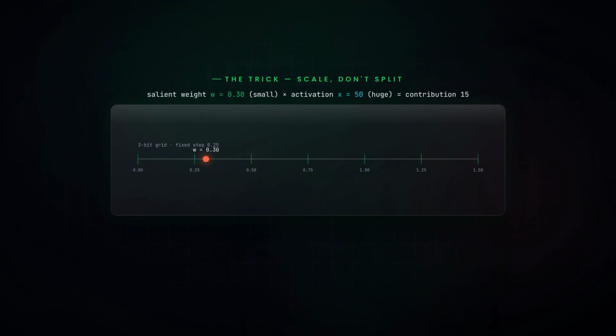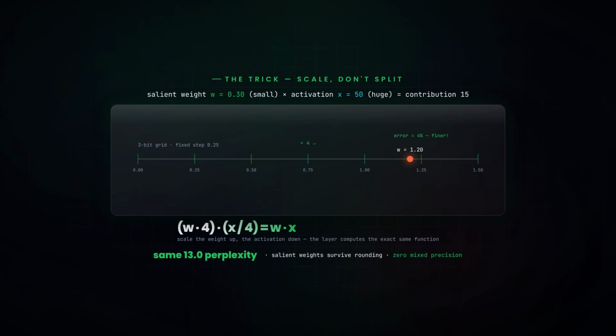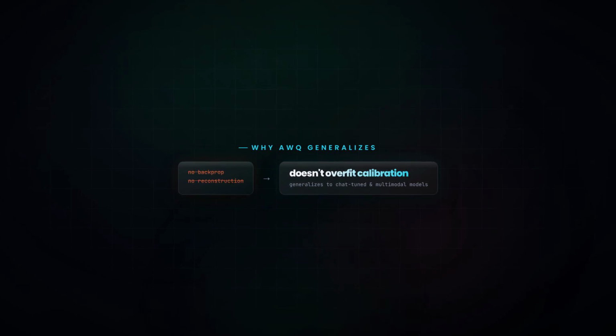So AWQ does something elegant. Scale the salient channels up before quantizing, and scale the activations down by the same factor. Mathematically, it cancels. The layer computes the same function. But the important weights now occupy more of the quantization grid, so they survive rounding. Same 13.0 perplexity, 0 mixed precision, and no backprop or reconstruction anywhere, so it doesn't overfit its calibration data, which is why AWQ quants generalize well to chat-tuned and even multimodal models.